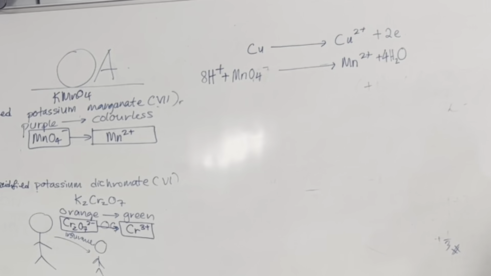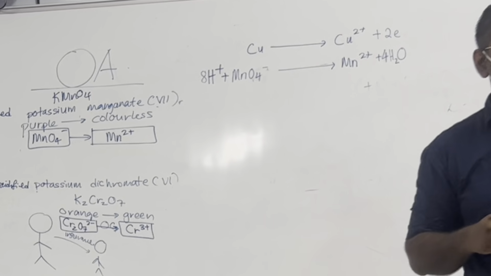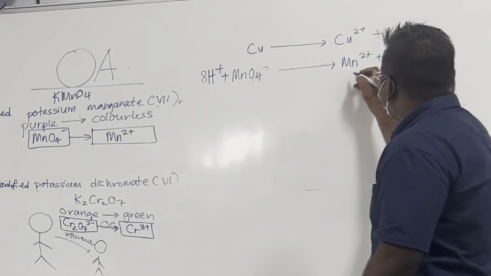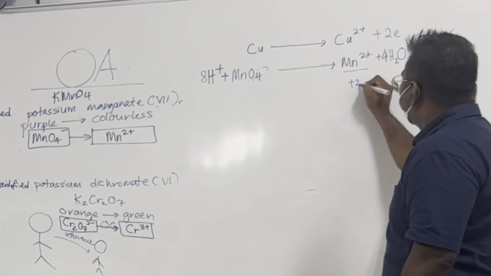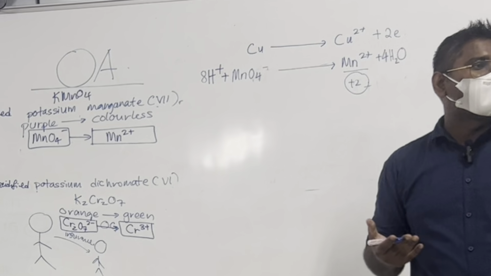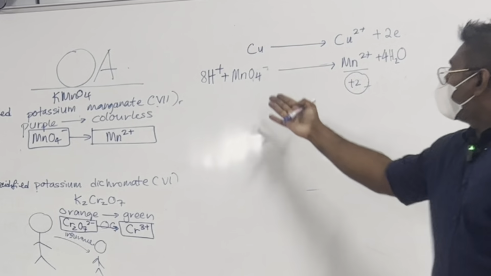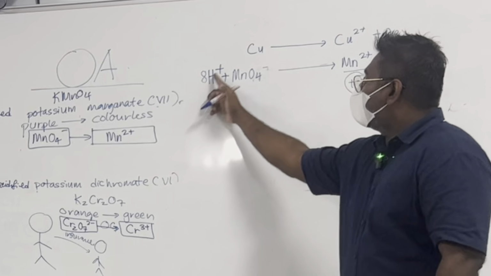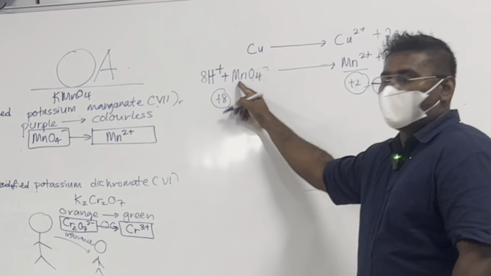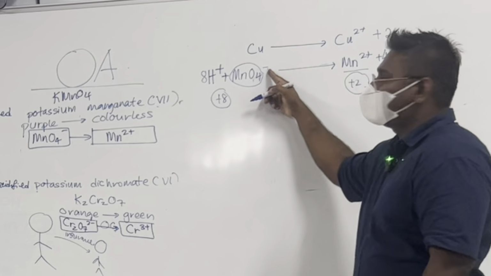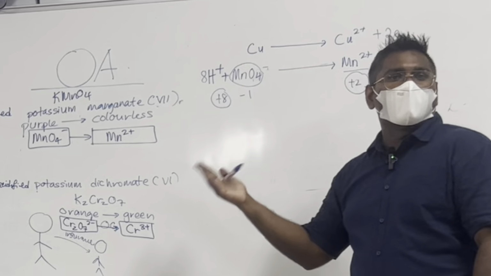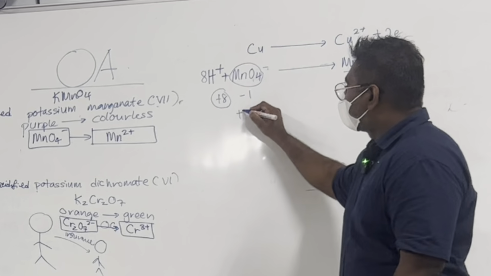And the last thing is you need to balance the charge. How do we balance the charge? You look at the charge over here, +2. This is 0. Total charge on my right hand side is +2. What is the charge over here? 8 and 1, so +8. What is the charge over here? The overall is -1. 8 minus 1 is going to be +7.